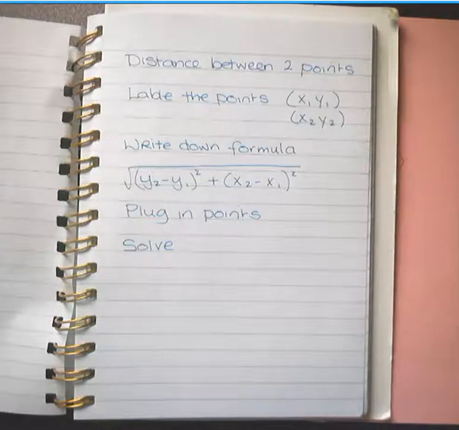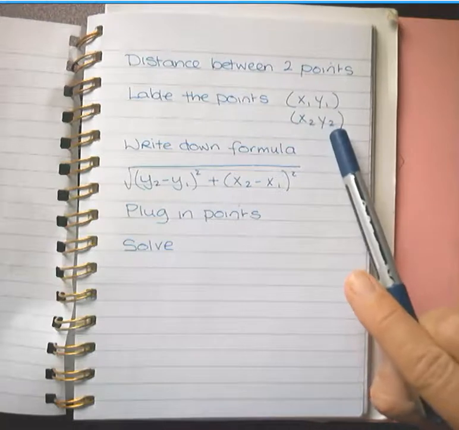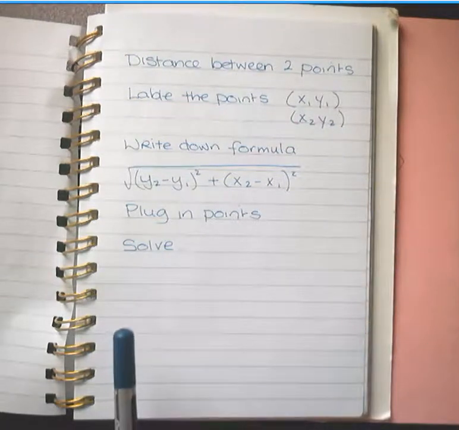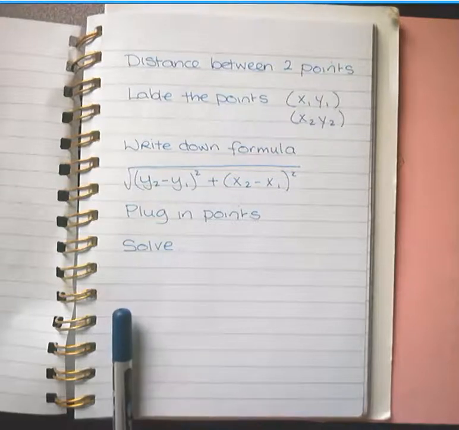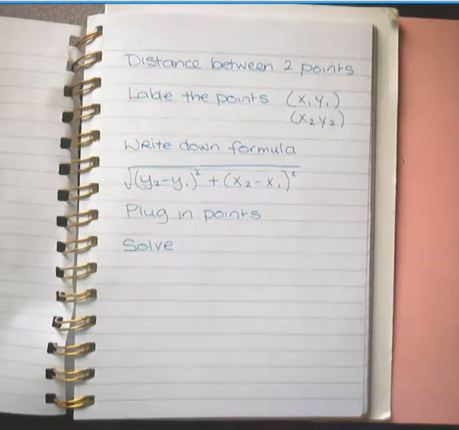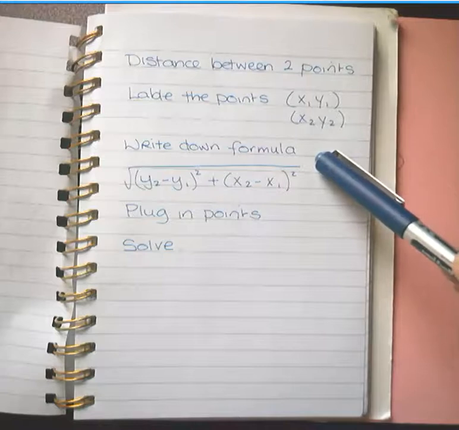points. In terms of distance between 2 points, if they've given you the points, what you have to do is label the points, and you're labeling the points x1, y1, x2, y2. In terms of labeling, the points have to go from the left-hand side of the page to the right-hand side of the page. Okay? So label your points, write down the formula.